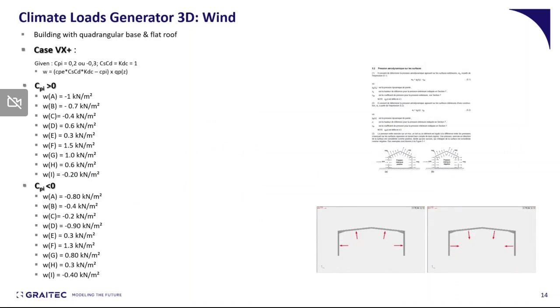Combining now the external and internal coefficients multiplied by the peak wind velocity pressure we already calculated, the wind loads for positive and negative Cpi have been generated in all the areas of the structure.